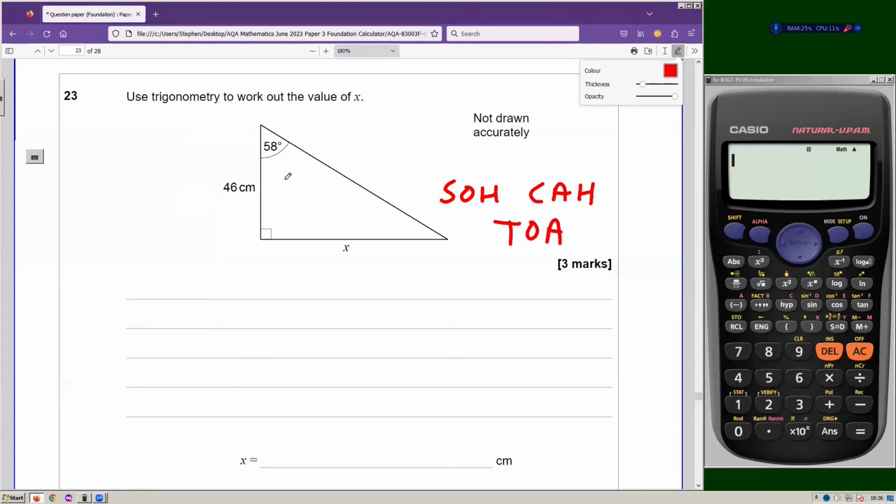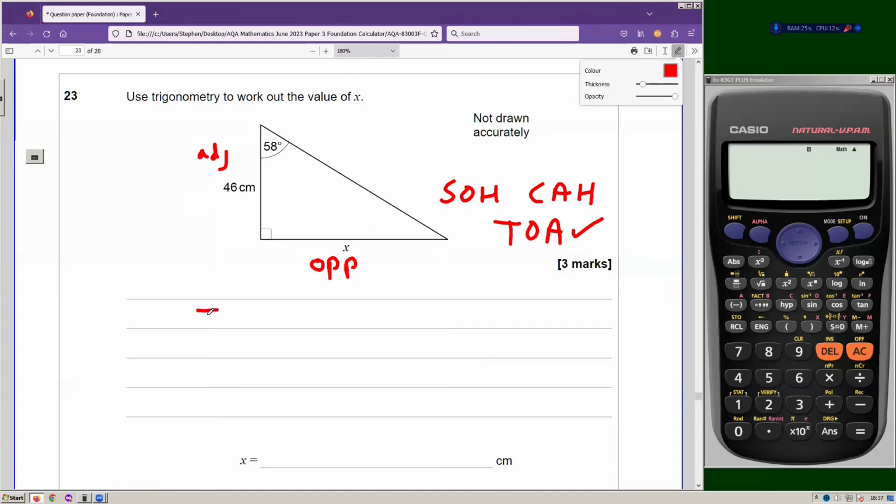And there's our angle. So this is the opposite to that angle, and this is adjacent to the angle. Adjacent, okay? So we can say what we're going to use. We need something with the A and the O in, and we can find the tangent of this angle. So this is the one we're going to use.